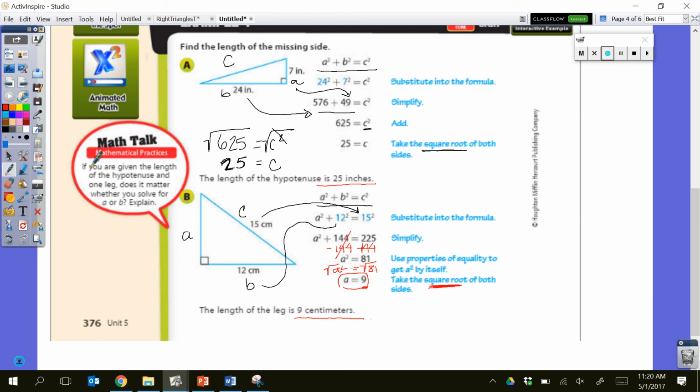Let's take a look at this little math talk for a second. If you were given the length of the hypotenuse and one leg, does it matter whether you solve for A or B? What do you think? Does it matter whether you solve for A or B? It doesn't actually. Some people like to always identify A as the short leg and B as the long leg, and that's going to come down to what material you're working with at any time. It doesn't matter though, because the length of the leg can be substituted for A or B, right? Because we don't know if it's the long leg or the short leg all the time. So no, the length of the leg can be substituted for either.